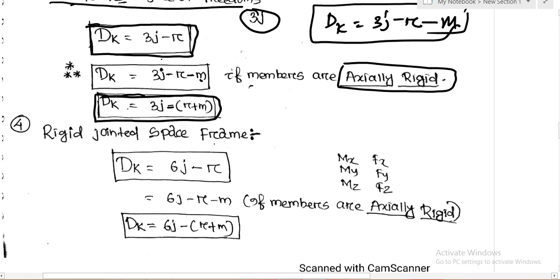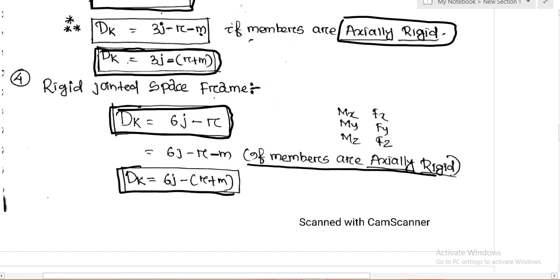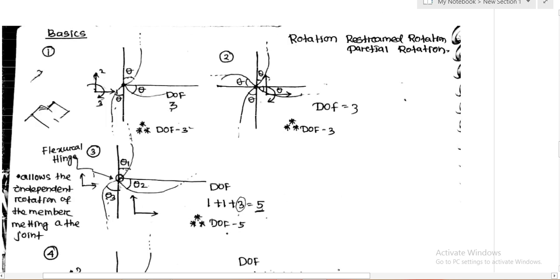For a rigid jointed space frame, it can move in 3 linear translations and 3 angular translations. So the kinematic indeterminacy of a rigid jointed space frame will be equal to 6j minus r. If the members are axially rigid, you do 6j minus r minus m, where m is the number of members present in the particular structure. So dk will be 6j minus r plus m, if you take the minus into common. Now this is very important.